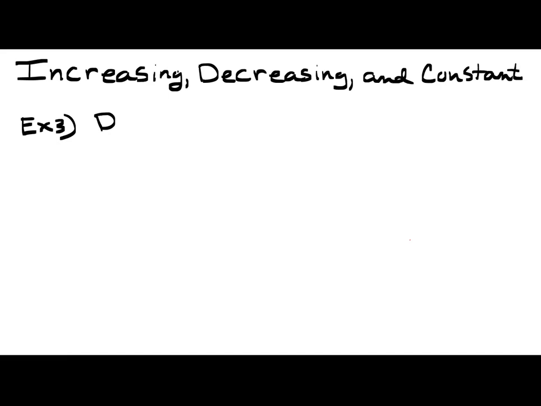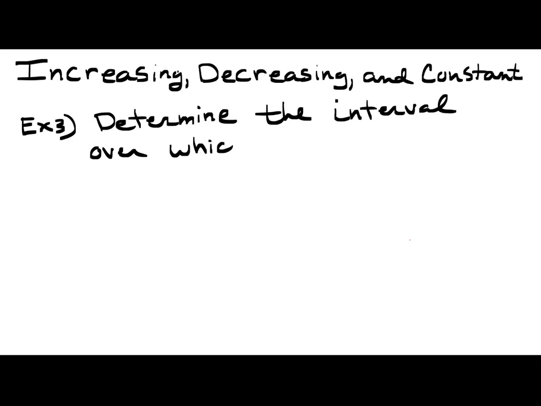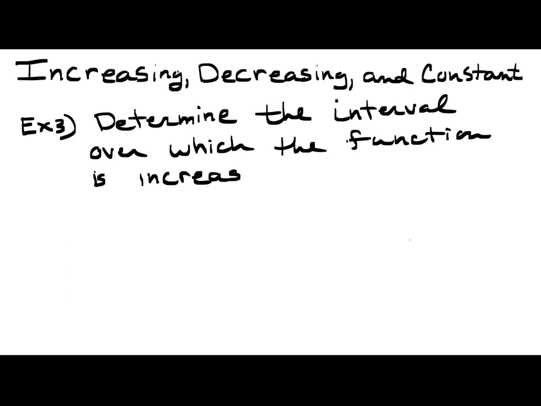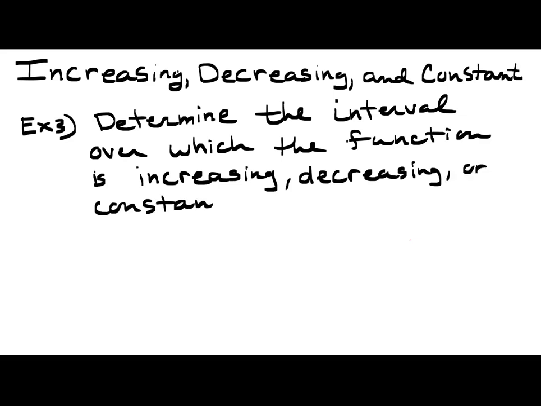All right, let's do this by example. So it just says this: determine the interval over which the function is increasing or decreasing or constant. So there's a three. Whenever we look at a graph, either the graph is going up, the graph is going down, or it's going flat across. There's only three options.